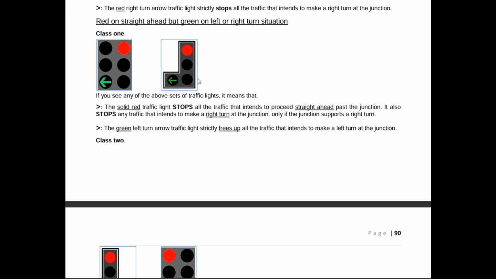So if you are turning right in this situation, you should not go as well because your traffic light is red. You all follow this traffic light if there is no right turn arrow traffic light. But for someone that is turning left at the junction, they can go because they have a green left turn arrow traffic light. But if you're proceeding straight ahead, or if you're turning right at the junction, do not go. You should stay put for the moment and wait for the green traffic light.